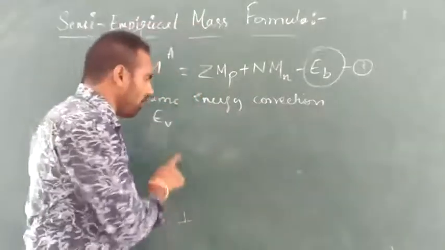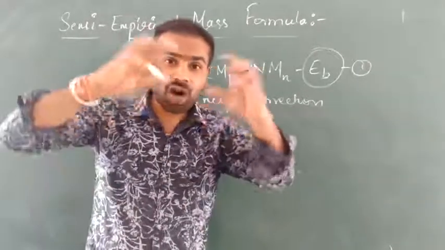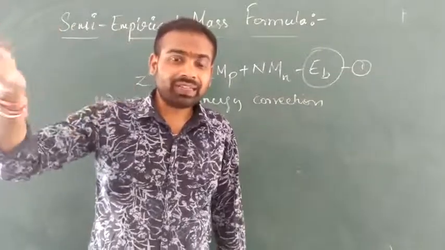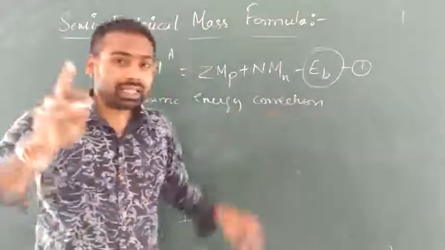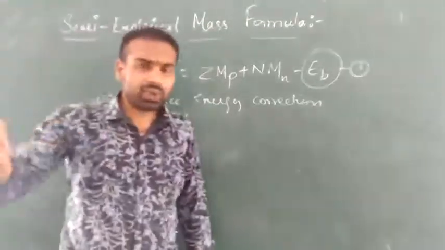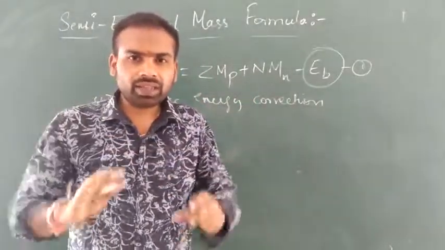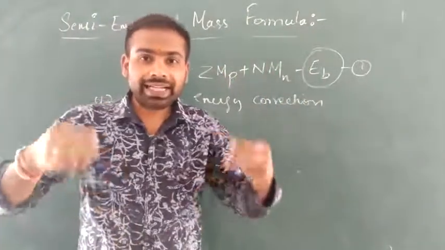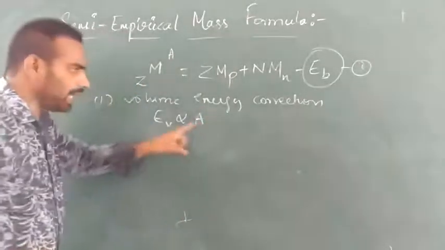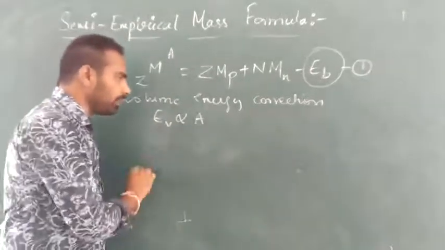Nothing but what? The volume energy. If the number of protons and neutrons increases, the volume increases. So if the volume increases, automatically what happens? The binding energy of the volume, that is the volume energy term, will increase. So the energy EB is directly proportional to the number of nucleons. If the number of nucleons increases, the mass number increases, the volume of the nucleus increases and the binding energy also increases. So EB is directly proportional to mass number A, that is, the number of nucleons.